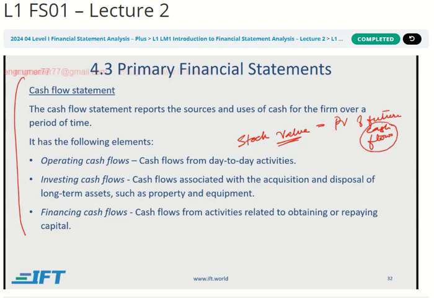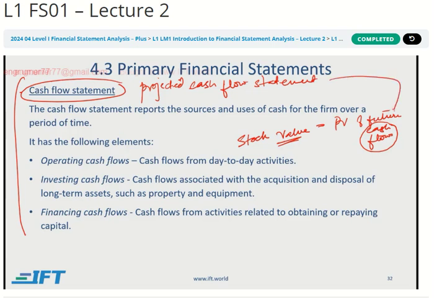So based on your analysis of the balance sheet and income statement, at the end of the day, what really matters is your projected cash flow statement, and that is what is going to help you come up with the projected future cash flows, and those discounted to today are going to give you the stock value. But you are going to learn a lot more about this in the rest of your financial statement analysis and in the rest of your equity sections and in your corporate issuers sections as well.